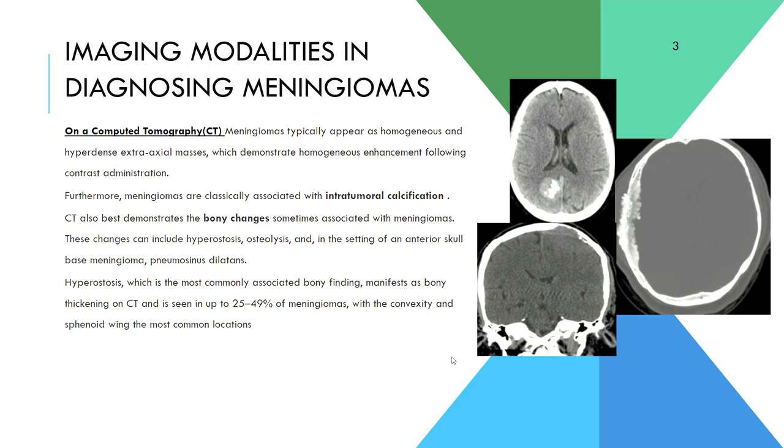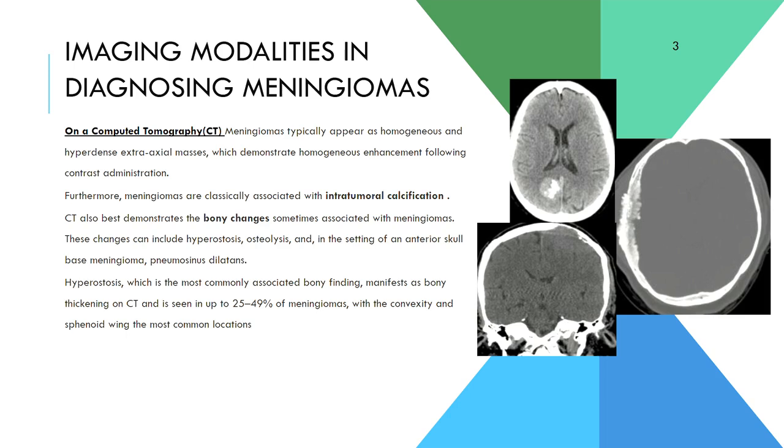Hyperostosis, which is the most commonly associated bony finding, manifests as bony thickening on CT and is seen in 25 to 49% of meningiomas, with the convexity and sphenoid being the most common locations. On MRI, meningiomas are usually hypo- or iso-intense relative to cerebral cortex on T1 weighted sequences and iso- to hyper-intense on T2 weighted sequences.